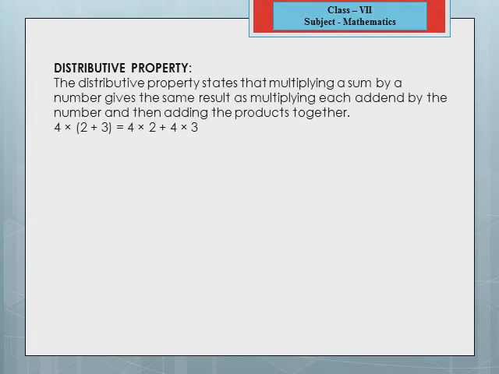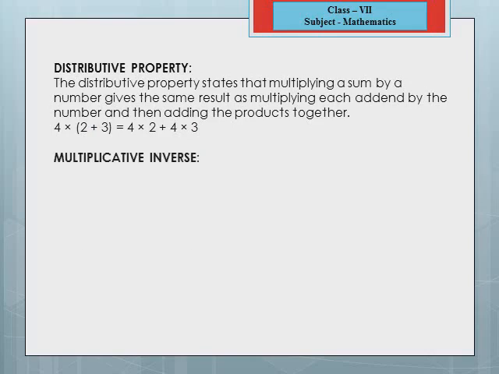Distributive property. Distributive property states that multiplying a sum by a number gives the same result as multiplying each addend by the number and then adding the products together. Example, 4 into 2 plus 3 equals 4 into 2 plus 4 into 3.